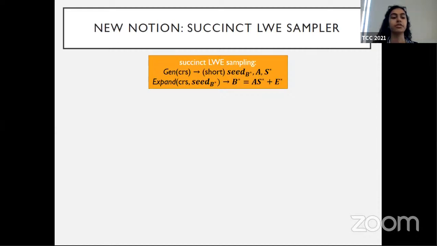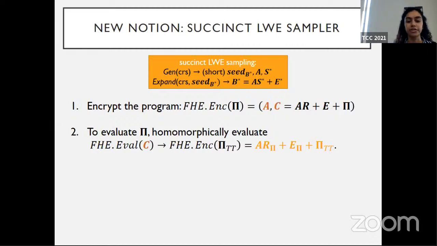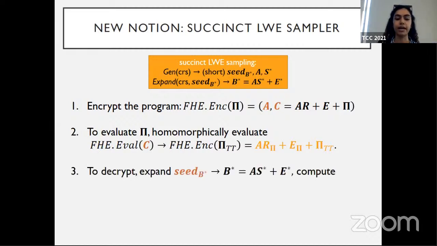To solve this problem, we'll introduce our new notion of succinct LWE sampler. The idea behind this is intuitively just that we should be able to sample some short seed and then later expand the seed, including using the CRS, into a larger LWE sample for some matrix A. The way that this solves our problem is that we can now still use regular FHE encryption at first, again regular homomorphic evaluation, to compute the encryption of the truth table of pi.